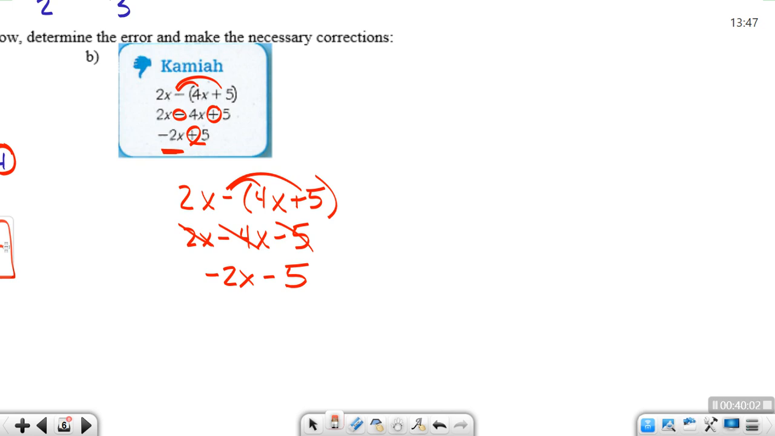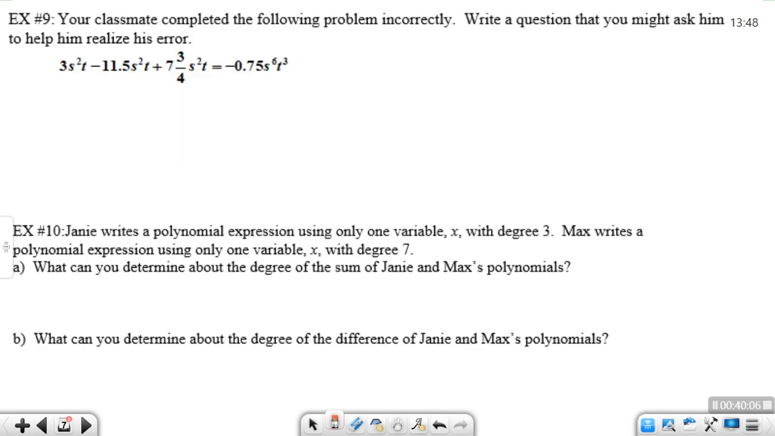Very, very common mistakes, guys. Let's learn from those so that we don't make those mistakes ourselves. Okay, example 9. Your classmate completed the following problem incorrectly. Write a question that you might ask him to help him realize his error.